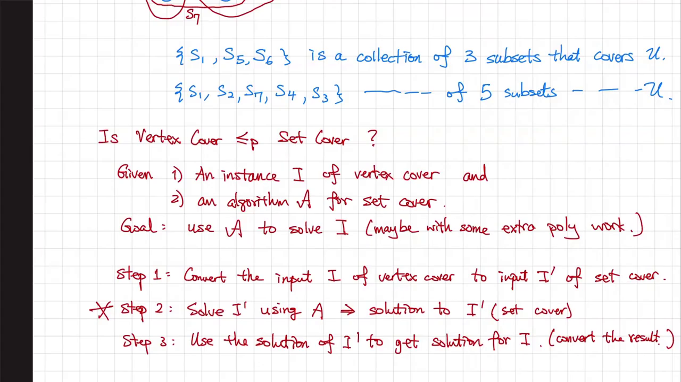Let me repeat that again. In the vertex cover, you're trying to select vertices to cover edges. In the set cover, you're trying to use your subsets to cover the elements. So what do the vertices correspond to? The subsets. What do the edges correspond to? The elements. Do we see that? So when we do the conversion, that means the vertices correspond to the subsets, and the elements correspond to the edges.